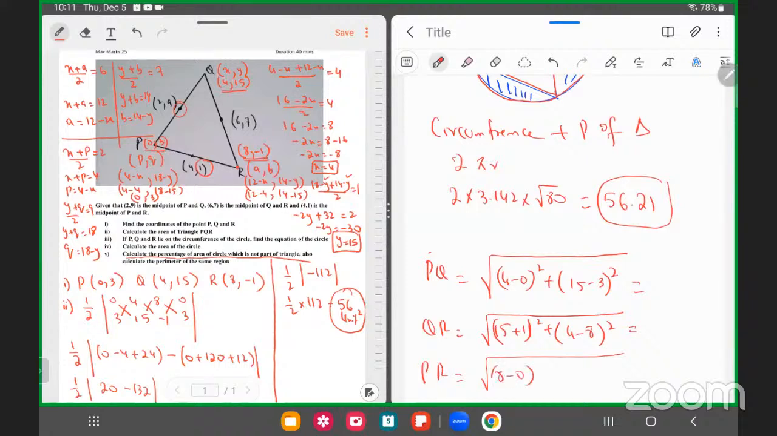8 minus 0 the whole thing square plus minus 1 minus 3 the whole thing square. So this turns out to be 4 square plus 12 square the whole thing under root, which is 12.65. 16 square plus minus 4 square the whole thing under root is 16.5. 8 square is 64.